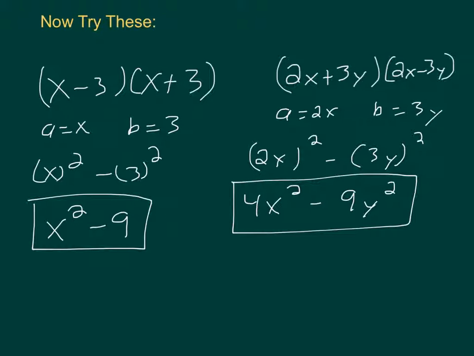Alright, and here we see our two answers, x squared minus 9 and 4x squared minus 9y squared. Now, going forward, you don't have to write out what a and b equal each time. If you can jump right to your answer, that's fine. These are designed to be shortcuts. I just put them in here for now as something that will help us learn what the formulas are and how to apply them. But as long as you can use them, that's really what's important.